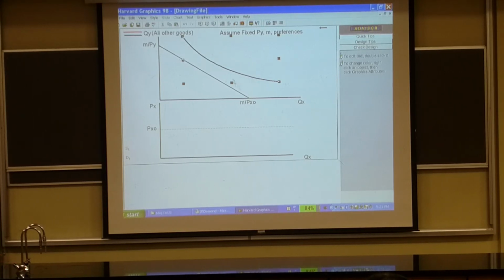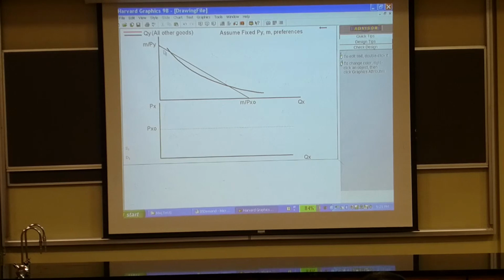Now, could this person buy any combination on this indifference function? Yes or no? No, they can't. They can only buy these combinations. What about any combination here? Could they buy any of those? No, they cannot. Now, think about this. What if they could buy some combinations, like here, on this indifference function?